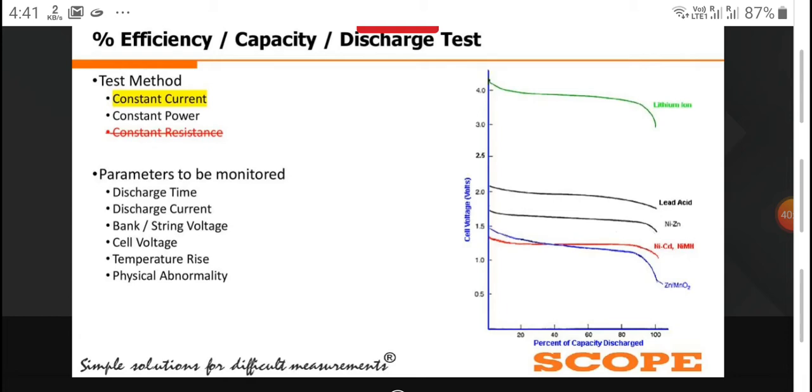Now for the different types of batteries, the graph is generally different, but the nature of the curve is almost the same for all types of batteries, so it is not changing.